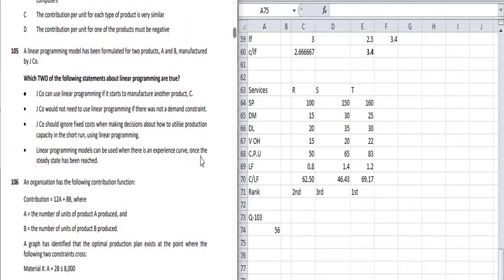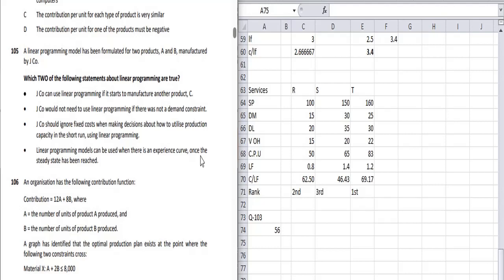105. Which two of the following statements about linear programming are true? A linear programming model has been formulated for the two products A and B manufactured by JCO. JCO can use linear programming if it starts to manufacture another product C. So it is not true, because linear programming is only applicable when there are two products.